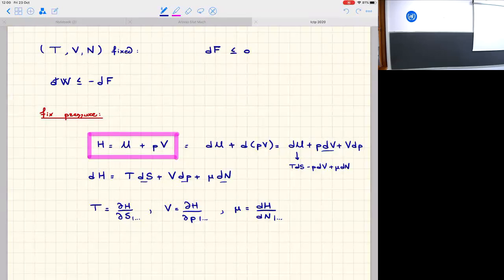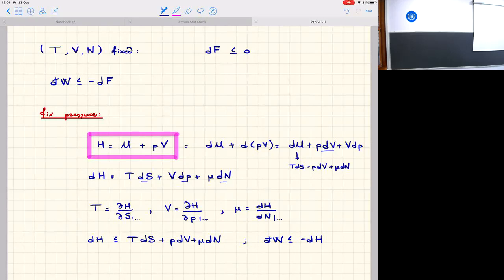All right, and then, as before, you will be able to prove that dH in general is not really equal to TdS plus VdP plus mu dN, but is always smaller or equal to 0 if I fix these three variables. Therefore, the minima of the enthalpy are the ones that realize equilibrium states of pressure. And dW, the work, is always smaller or equal than minus dH. Here's the story.